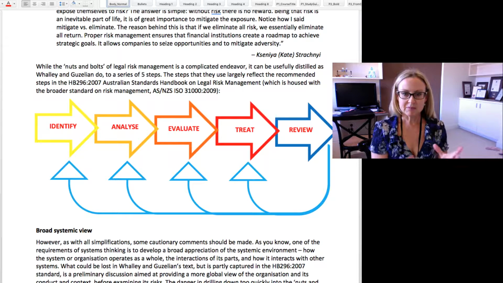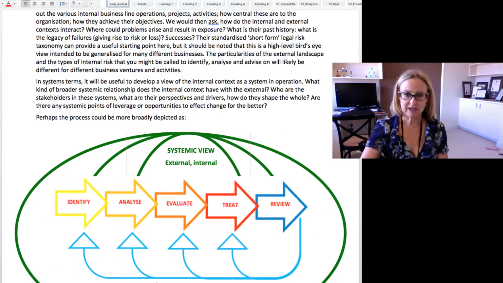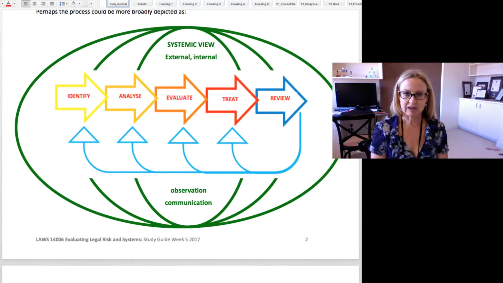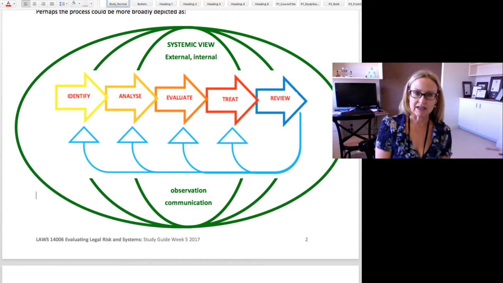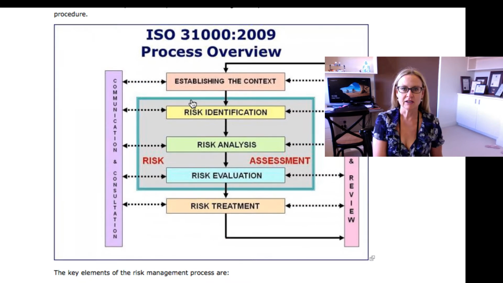So here's my representation of Whaling Gazillian's 5-step model. I think, as I've shown you in the materials, that perhaps it could be more usefully depicted as something like this, showing the global nature of what you're doing, showing the systemic nature of what you're doing.